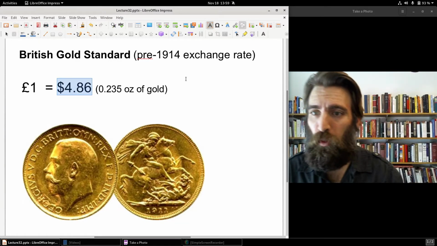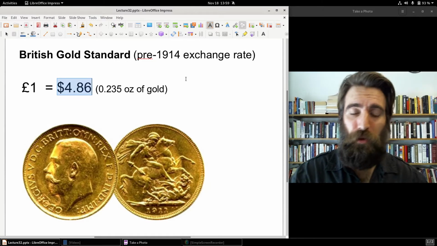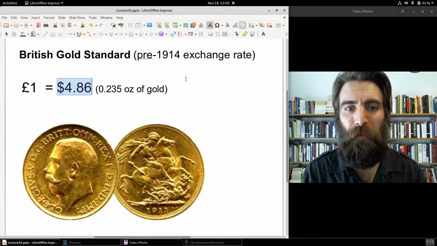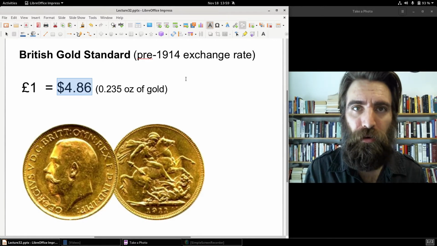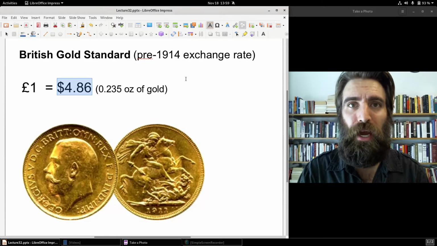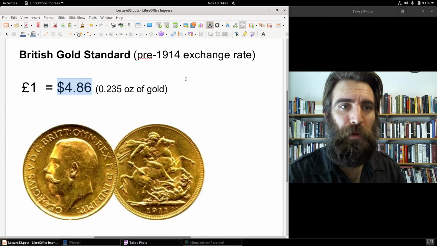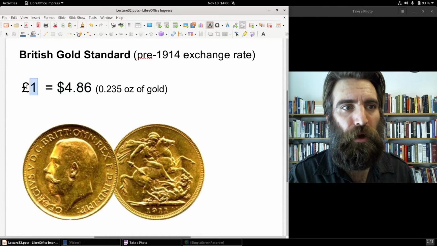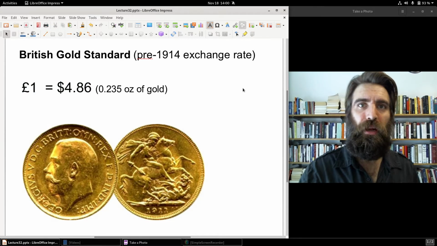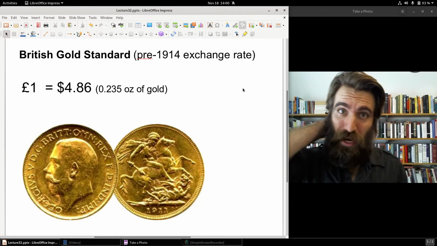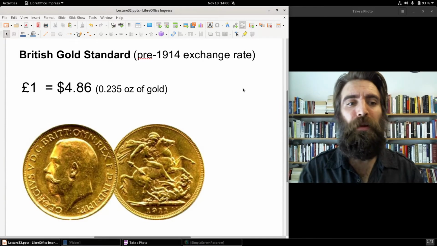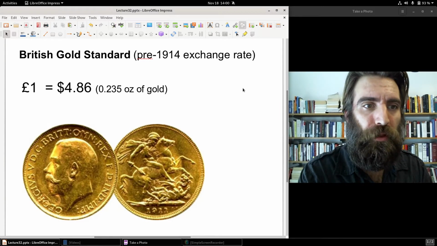So, in other words, if you were an American citizen and you traveled to Britain, to London in 1912, and you wanted to convert your dollars into pounds, to get a pound, you needed $4.86, and probably closer to $5 because you had to pay a broker. So that was the exchange rate.